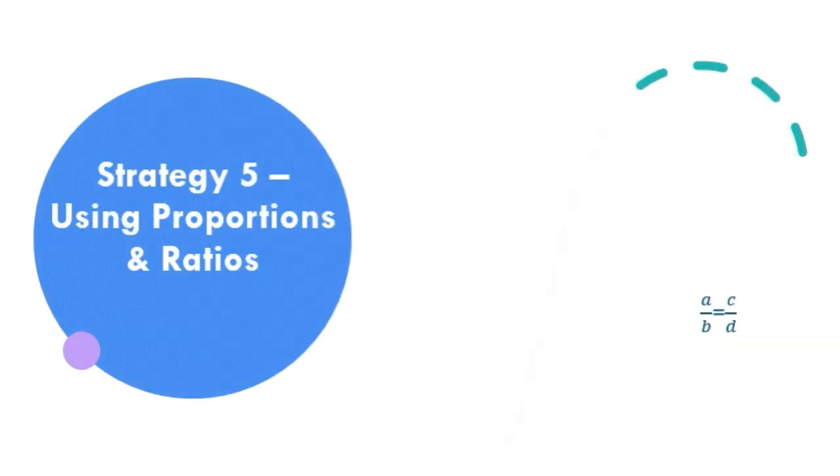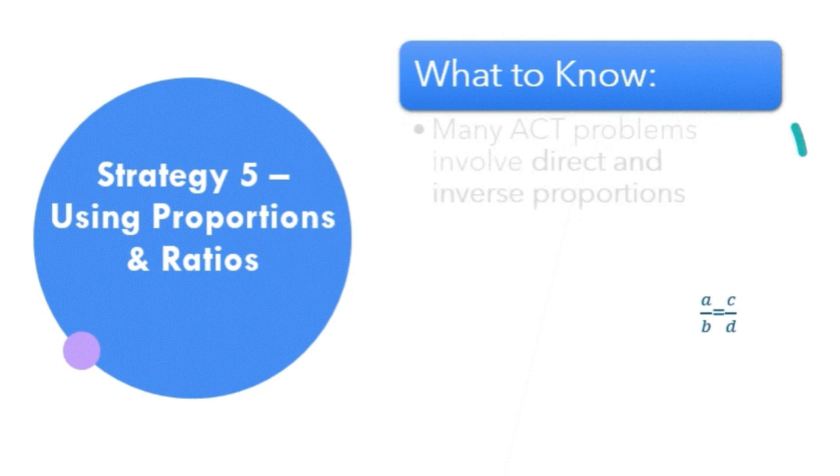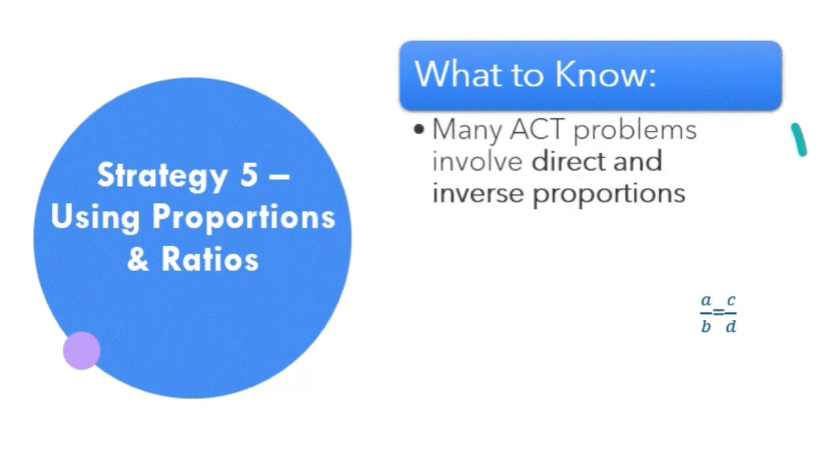Strategy 5. Using proportions and ratios. Now, let's talk about proportions and ratios. Many ACT problems love to throw these at you. Proportions are all about comparing two things that change in relation to each other, either directly or inversely. And once you know how to set it up, it's smooth sailing.